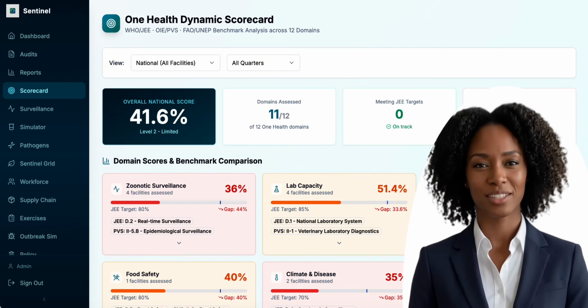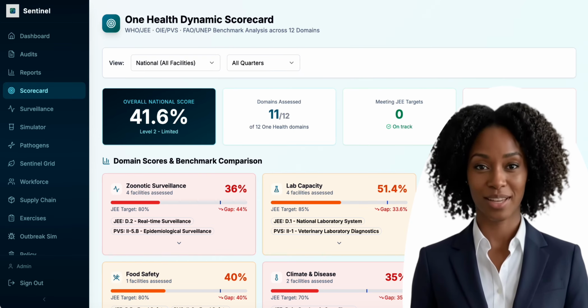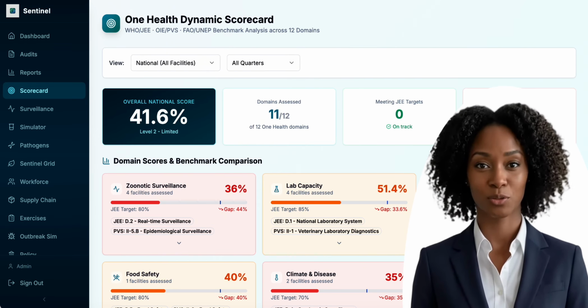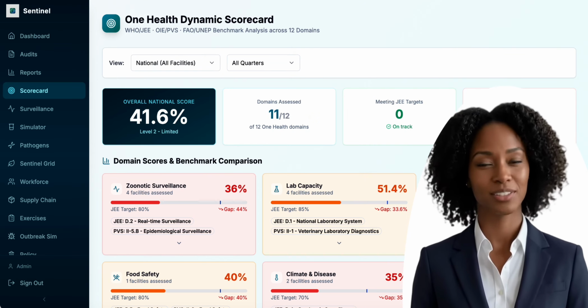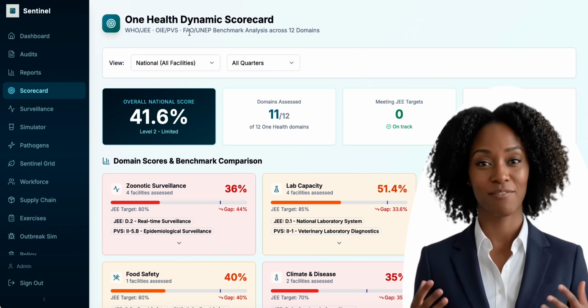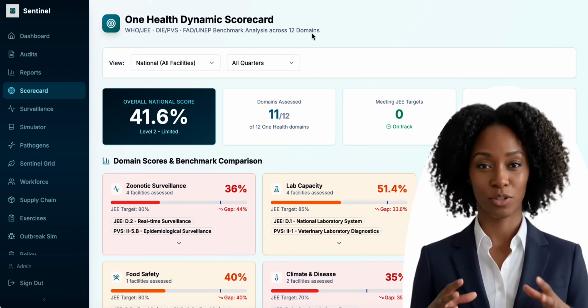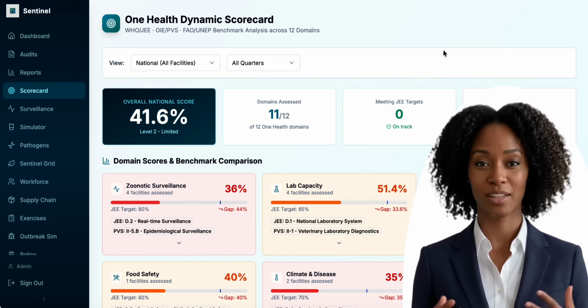The One Health Sentinel Dynamic Scorecard is an integrated benchmarking and visual analytics tool. Rather than serving as a static data repository, it dynamically harmonizes and cross-references three major international assessment frameworks, namely the WHO's Joint External Evaluation Standards, the OIE's Performance of Veterinary Services, and the FAO UNEP benchmarks across 12 critical domains spanning human, animal, and environmental health.